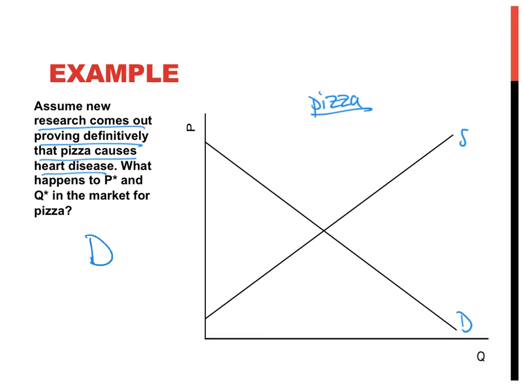And now we have to think about, is this going to cause buyers to want to eat more pizza regardless of the price, or less pizza at every price? And if there's a clear link between pizza and heart disease, we might assume that consumers, regardless of what they were previously paying for pizza, are going to want to consume less pizza at that price. So that's a shift to the left, or a decrease in demand.